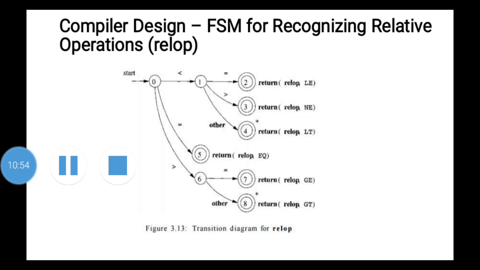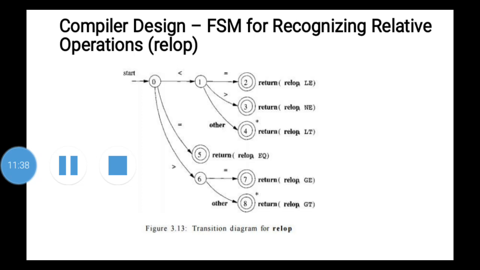So the next one, let's look at how we can recognize relative operations. Of course, you know relative operations like greater than or equal to, less than or equal to, and the likes. So let's start from the top. I think this is designed for Pascal. Now, less than or equal to: you go from 0 to less than, you are on state 1, then equal to. So the syntax analyzer is going to return relative operation less than or equal to. If you have less than, then from 1 you go to 3, which is greater than, that is not equal to. Like I said, this is for Pascal.